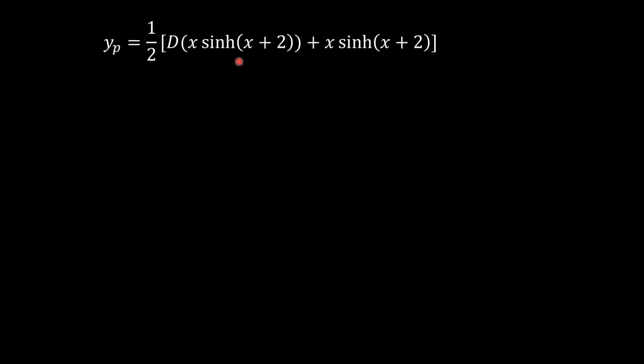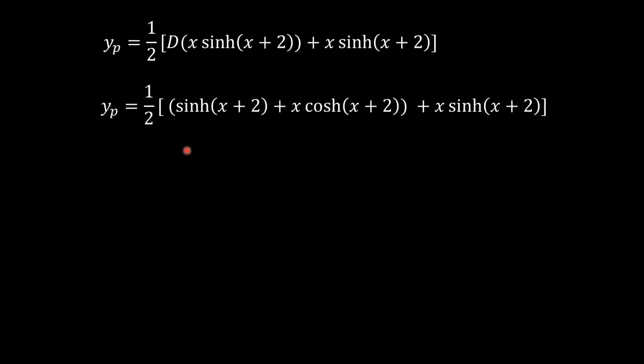We have operated the operator on the function x into sin h of x plus 2, so we got two terms. Now we have to evaluate the first term. The second term will be as it is. To evaluate the first term, we need to apply the product rule of derivative. That gives us the expression 1 by 2 into sin h of x plus 2 plus x into cos h of x plus 2, plus x into sin h of x plus 2. This second term will be as it is. This is the simple derivative.